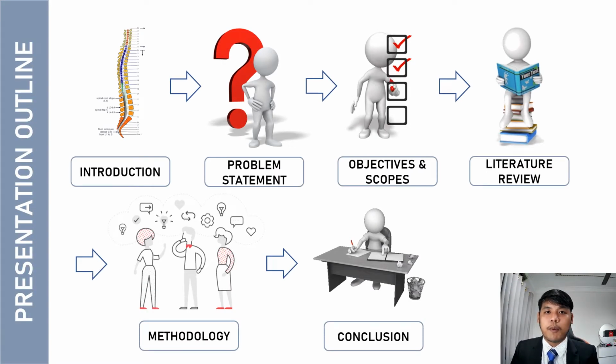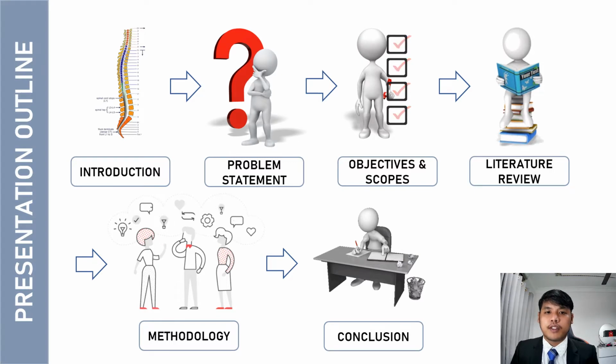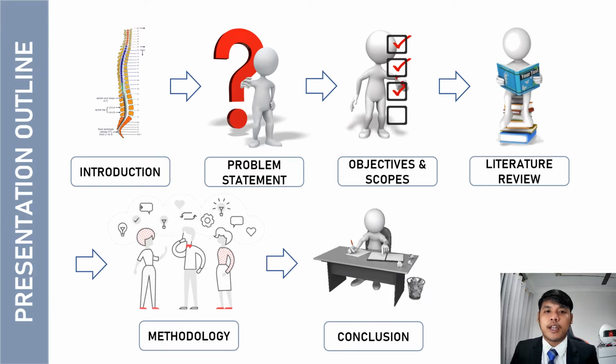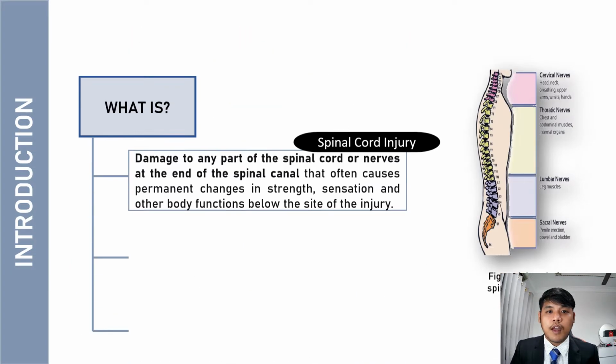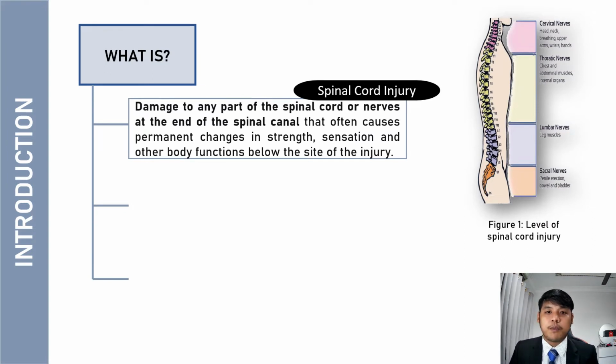This is the outline for my presentation, where I will start with introduction, problem statement, objective and scopes, literature review, methodology, and lastly, conclusion and expected outcome. As for the introduction, I will explain briefly about my project terms before I go further with my presentation.